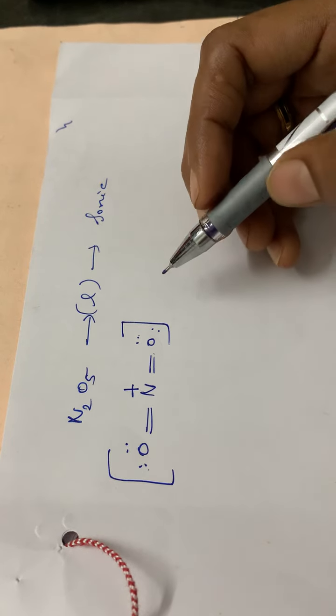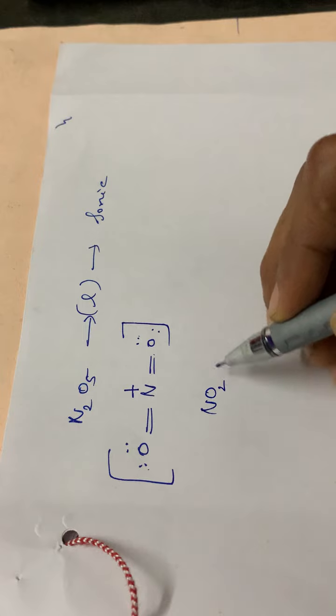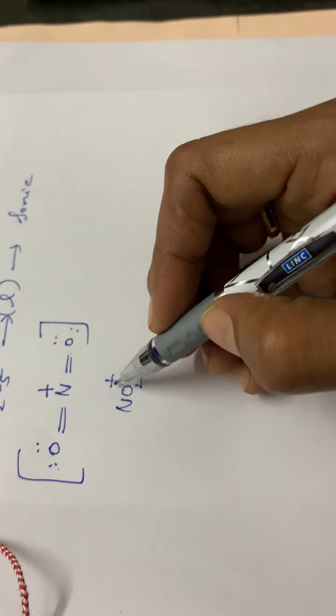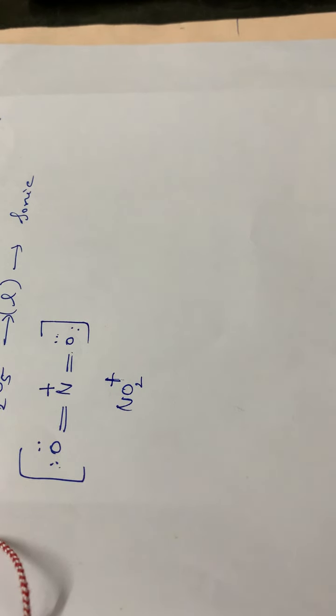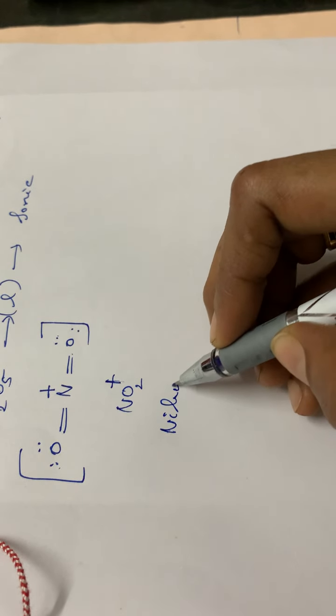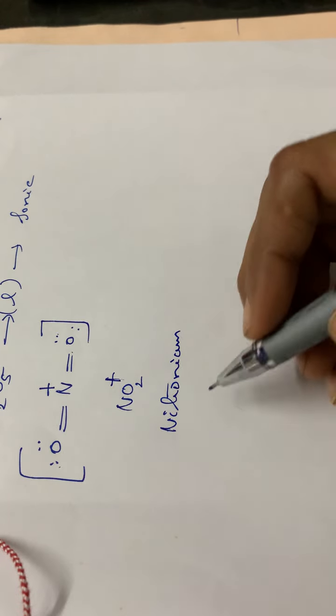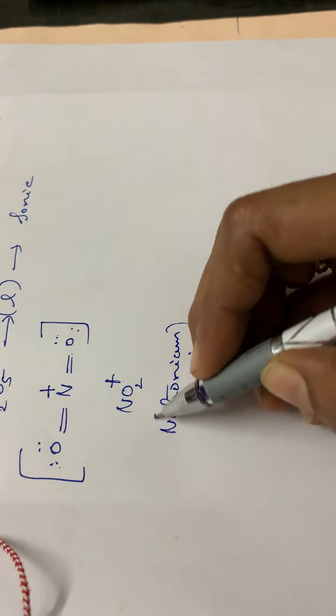Then the other structure will be like this. So what is this? NO2 plus molecule, isn't it? What is the name of the species? NO2 plus is the nitronium ion.